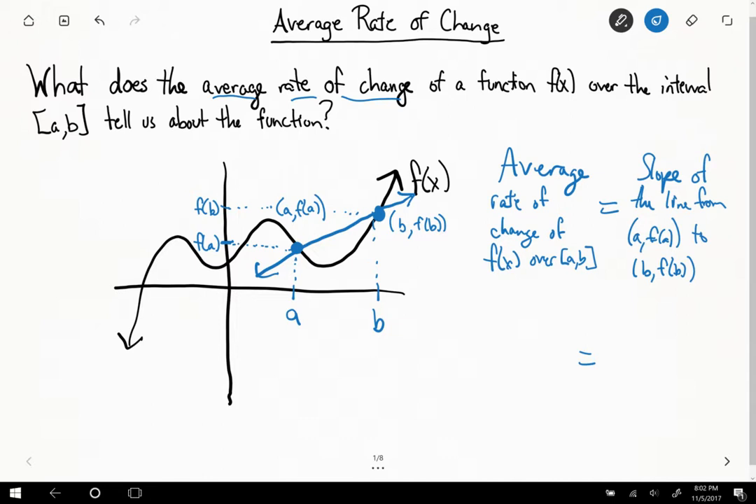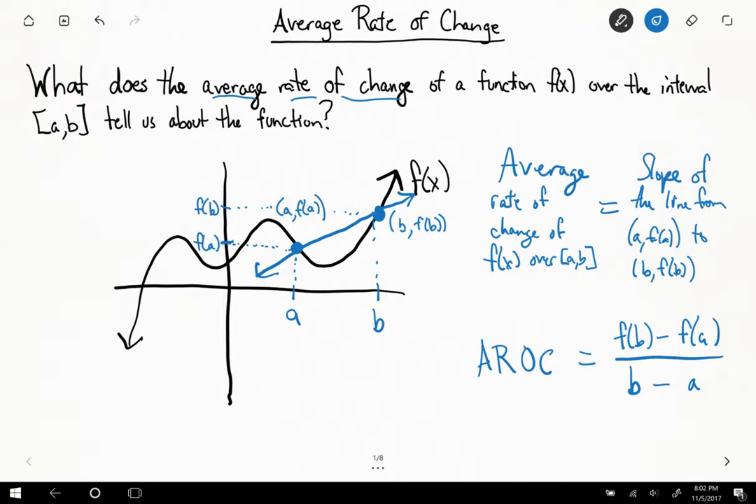Well, our y2 would be f of b minus f of a. That's our y1. All over it. Now we have to be consistent. Since y2 is f of b, that means our x2 is b and our x1 is a. And I'm going to abbreviate this. This AROC is the average rate of change. That's all it is. It's just a slope of a line.